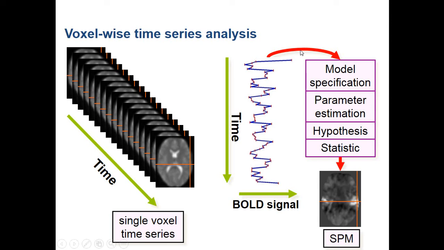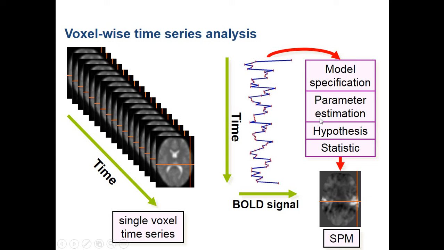So we're going to build a model specification, which has a number of explanatory variables. Some of those will be task related, where we think there's some stimulus or response that should be associated with neuronal activity. And some will be just artifactual, like motion or, for example, respiration, and things like that. Okay, so that's what we're basically going to do. Then we'll try and estimate the parameters.